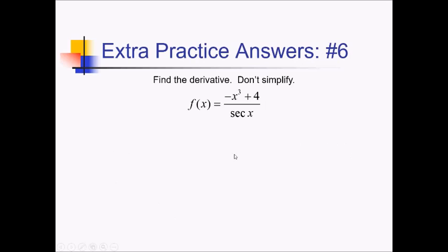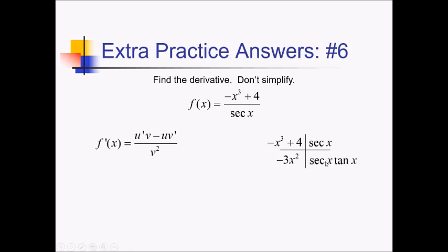To find our derivative on this one, we're going to use the quotient rule. So I've got u prime v minus uv prime over v squared. Setting up the box and ribbon, we have our numerator, negative x cubed plus 4, and our denominator, secant of x. Derivatives of those will be negative 3x squared, and this will be secant of x tan of x.